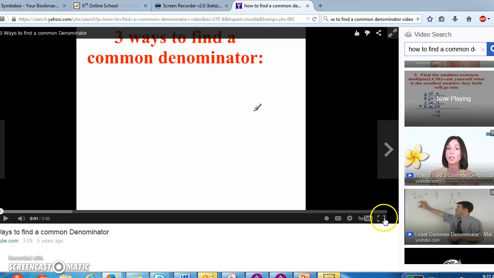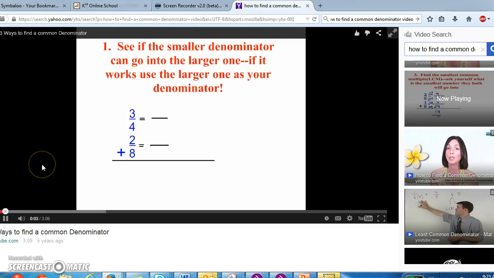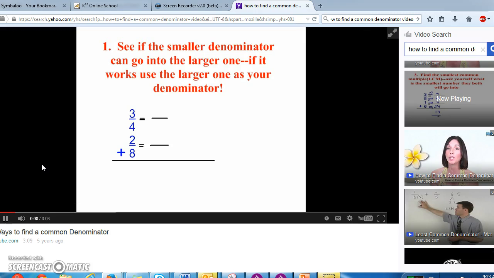So here are 3 ways to find a common denominator. The first way is to see if the smaller denominator equals the larger one. If it works, use this larger number as your denominator. So in this example, we've got 3/4 and 2/8. Ask yourself, does 4 go into 8? Yes, it does. We could multiply 4 by 2 to get 8. We're going to go ahead and use 8 as our common denominator. Now this one, 2/8, is still 2/8. Nothing changes.